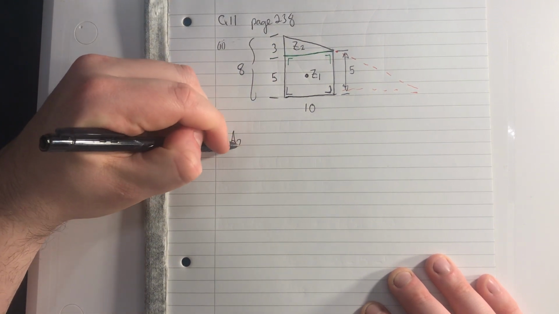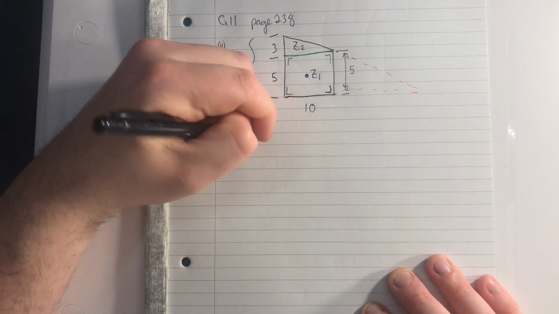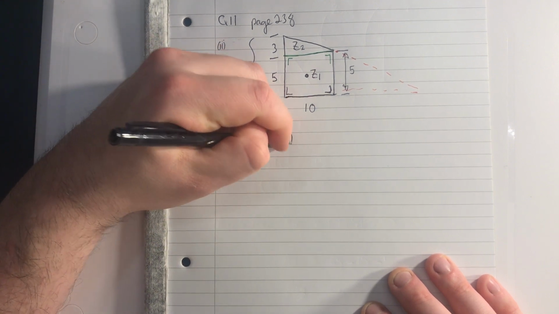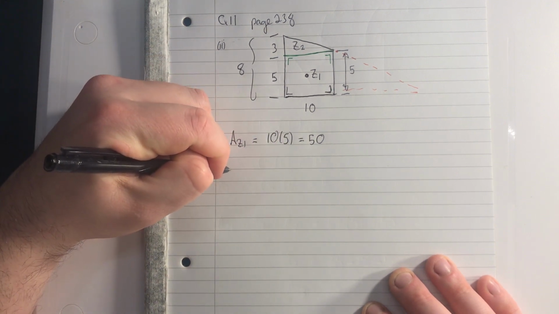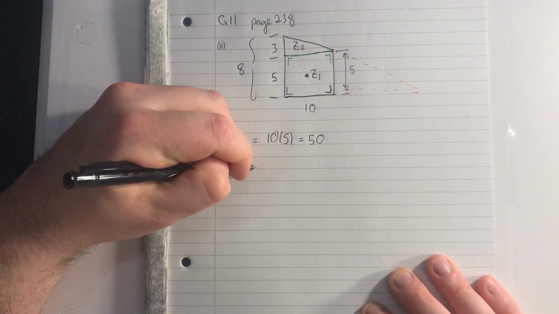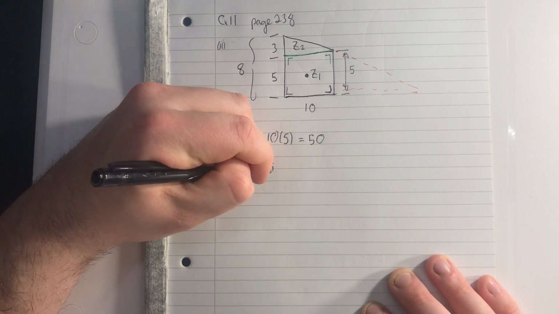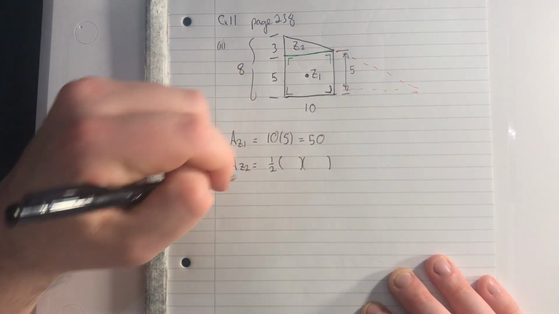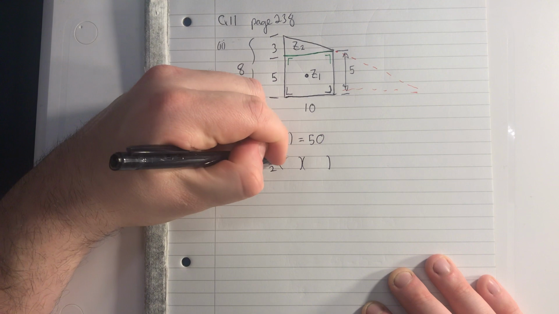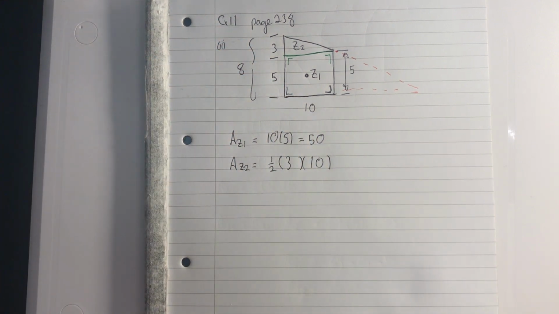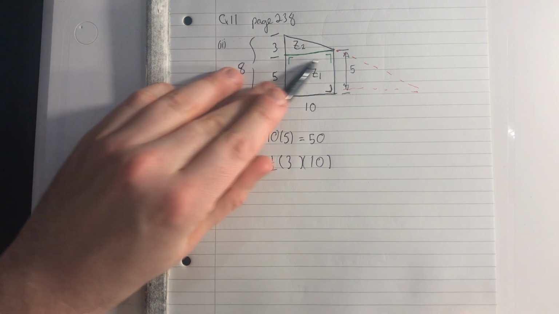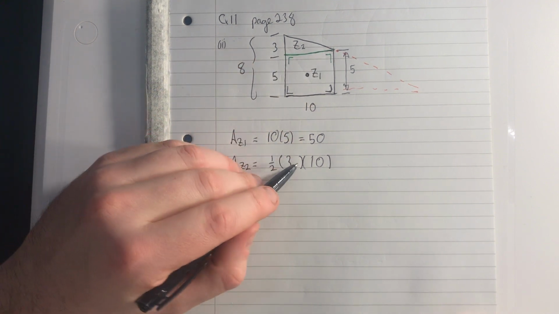So area zone 1 is equal to 10 by 5, which is equal to 50, easy peasy. And then area zone 2 is equal to, well, that's a triangle, so it's going to be a half the base by the perpendicular height. The base is going to be 3, and the perpendicular height is 10. Now, I'm just calling that the base. I could just as easily call that the base, yeah? I could go a half times 10 by 3.